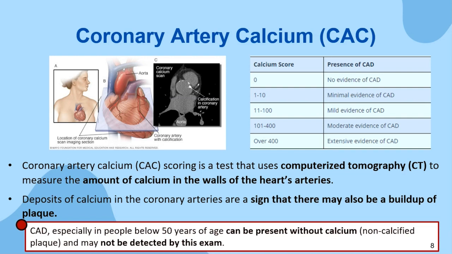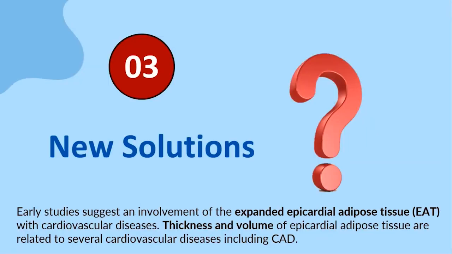However, CAD, especially in people below 50 years old, can be present without calcium and may not be detected by this technique, which leads some patients to be misdiagnosed. In order to overcome this, new studies for new ways of diagnosis have emerged, and it has been suggested that the volume and thickness of the epicardial adipose tissue may be involved in CAD.